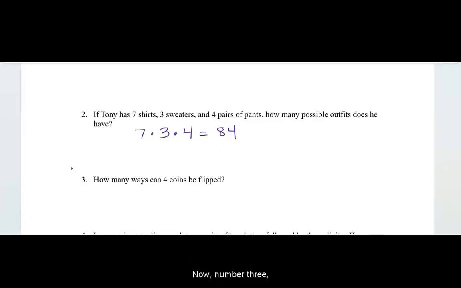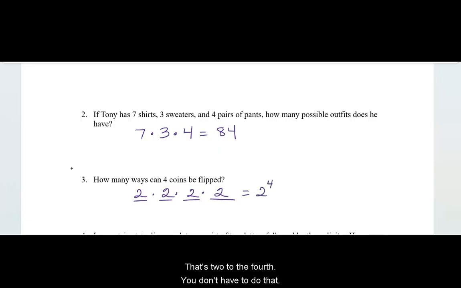Now, number 3, if you are tossing 4 coins, how many ways could that be done? In other words, how many possible outcomes are there? Well, again, we have 4 coins, and I know I multiply. 2 outcomes for each coin. So we're multiplying, basically that's 2 to the 4th. You don't have to do that, but it's 2 to the 4th. But that would give us 16 possible outcomes.